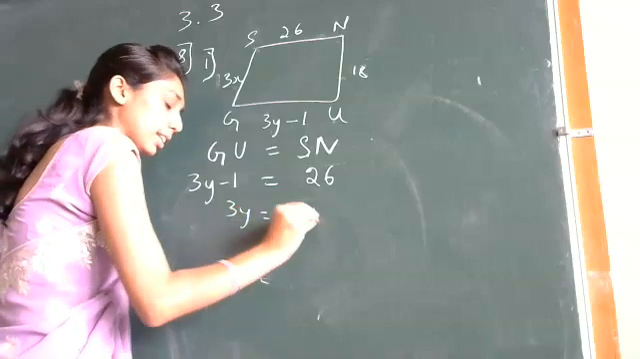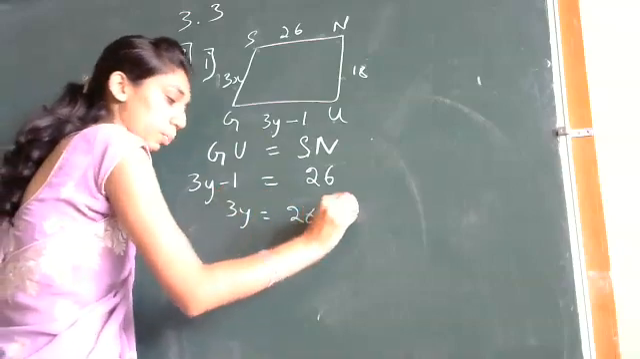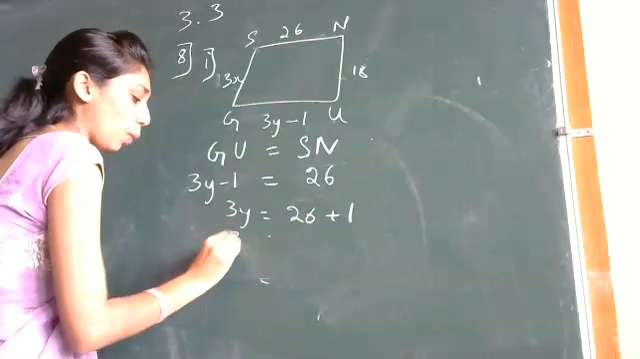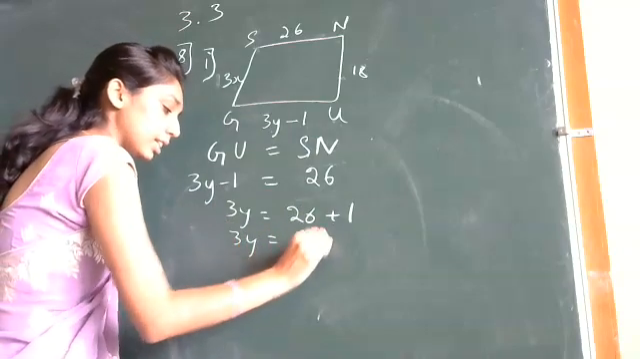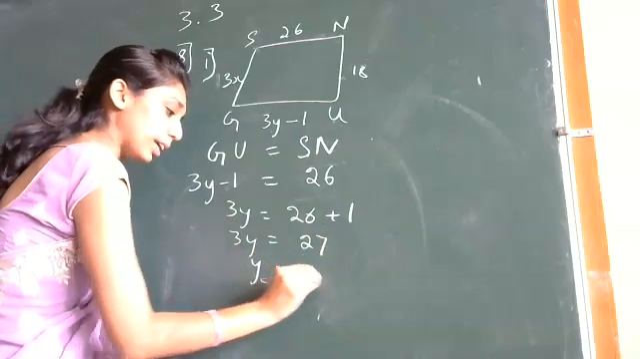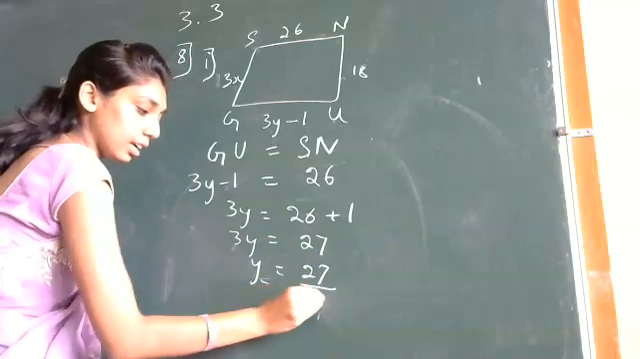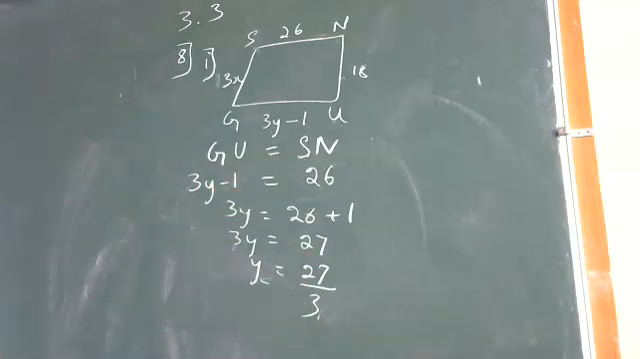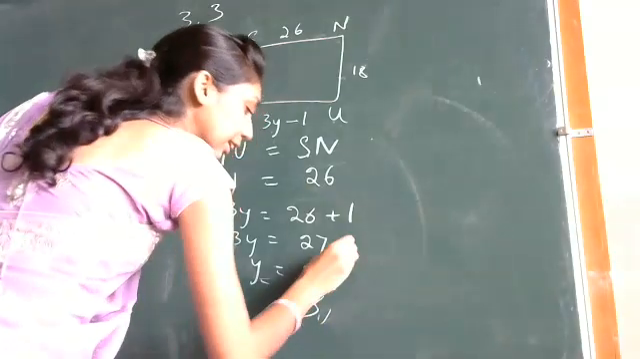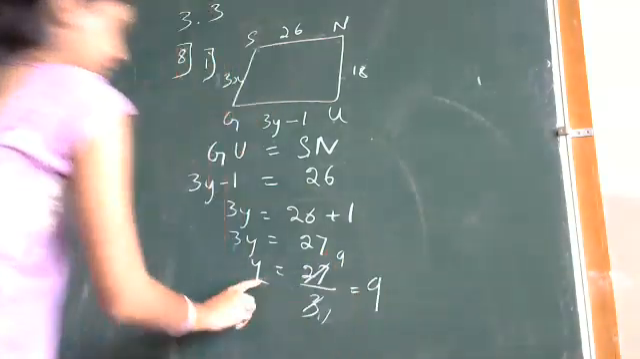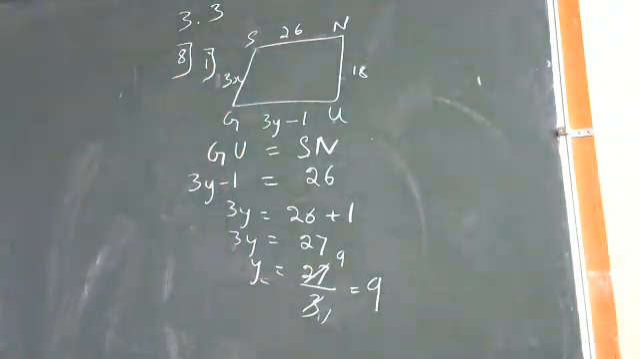3y is equal to 26. This one coming this side becomes plus 1. So 3y is equal to 27. So y is equal to 27. This 3 coming that side becomes divide by 3. So what is 27 by 3, students? How much is it? 9. 3 ones are 3, 3 nines are 27. So it is 9. So the value of y is 9.